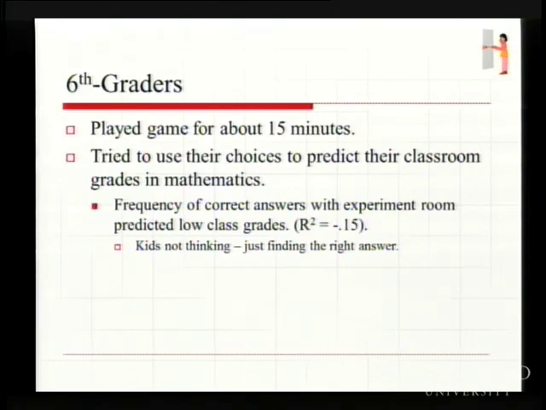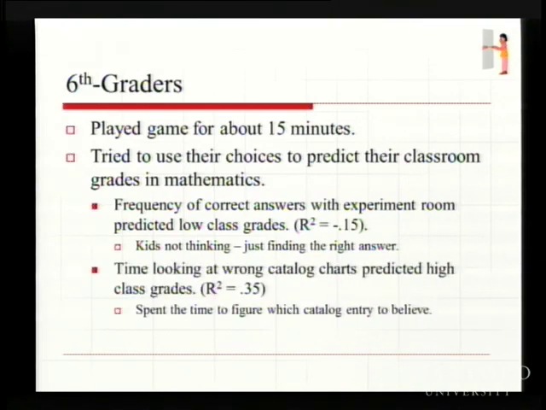Something that might be surprising to you is that the frequency of correct answers with that experiment room over here predicted low class grades. Basically what they're doing is trial and error. They're mixing things, they stumble on it, and they go, okay, I'll just mix these and put them there. So they're not thinking, they're just getting the right answers. Turns out, the amount of time you spent looking at the wrong catalog predicted high math class grades. So the amount of time you spend looking at the wrong thing is a good predictor of how well you do in math. Basically, they're spending a lot of time looking at this, trying to figure out what they should believe.